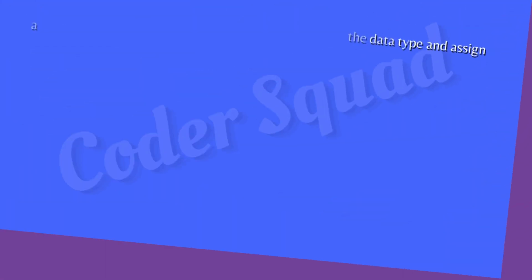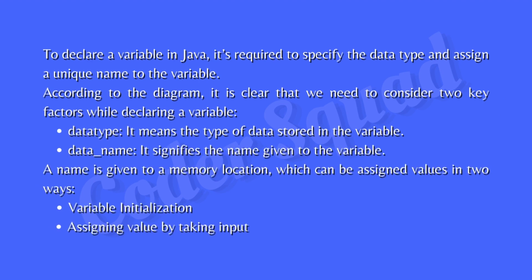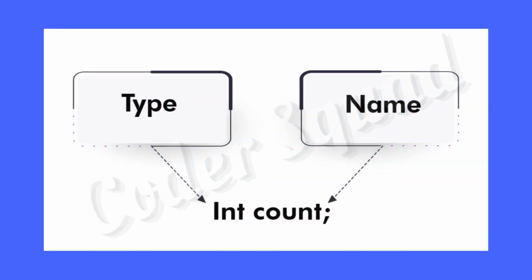Next, let's talk about declaring variables. To declare a variable in Java, you specify its data type followed by its name. Here's the basic syntax. Data_type variable_name.